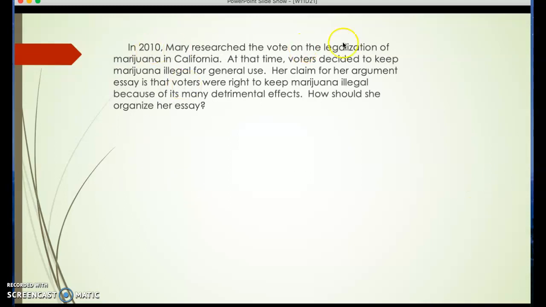Then we have Mary, who researched the vote on the legalization of marijuana in California. At that time, voters decided to keep marijuana illegal for general use. Her claim for her argument essay is that voters were right to keep it illegal because of its many detrimental effects. So how should she organize her essay? Whoops. And this might be one of those things that's really controversial. So I would probably do the reverse classical structure where she starts off with the counter argument and then either concedes to it or refutes it and moves into her position on the issue and supports that with reasons and evidence.